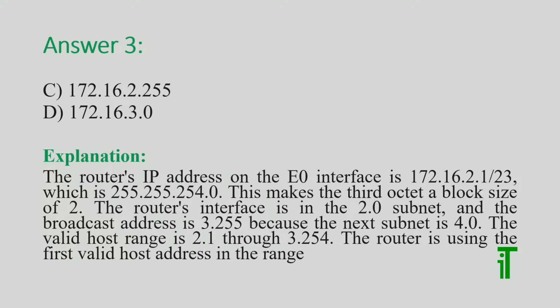The router's IP address on the Ethernet 0 interface is 172.16.2.1 on a CIDR of /23, which gives a subnet mask of 255.255.254.0. And now let me show you how that one was obtained.